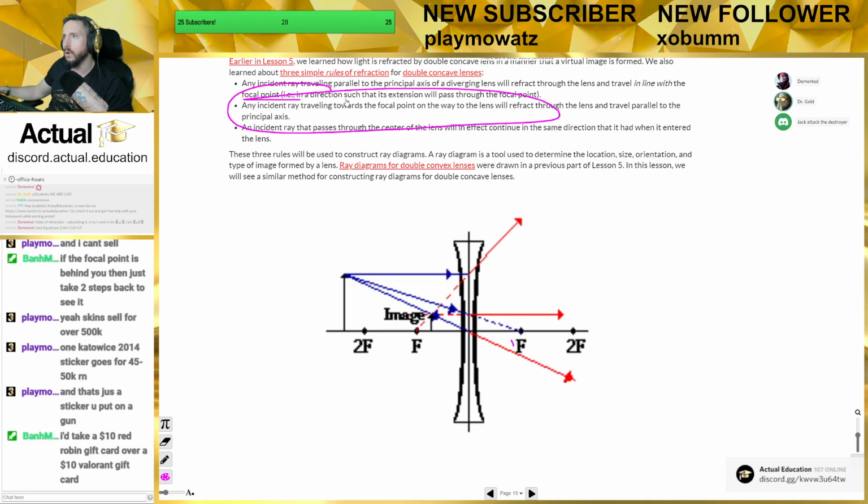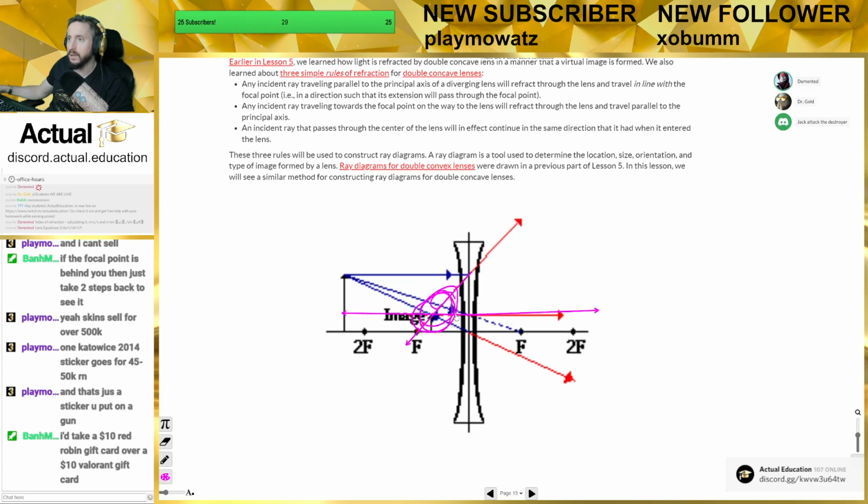Any incident ray traveling towards the focal point will refract through the lens and travel parallel to the axis. Okay, so here's the other one. Anything that's trying to hit this focal point is actually going to now travel parallel. You see how this one wants to go this way, but in fact it ends up going parallel, and that creates another back one right here. So now these two back ones have intersected here. And of course anything that goes to the center goes straight through, so that's your intersection. That's for outside the focal length. I wonder if you can have an image if you're inside the focal length.